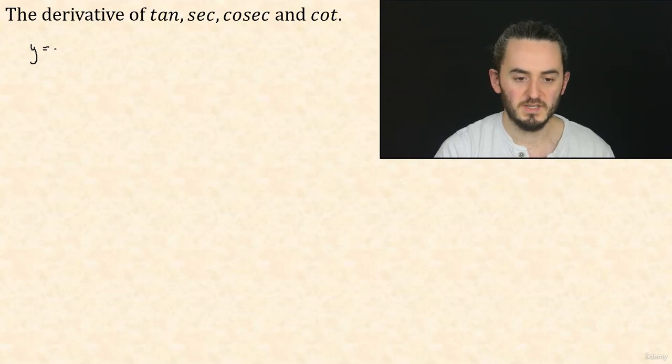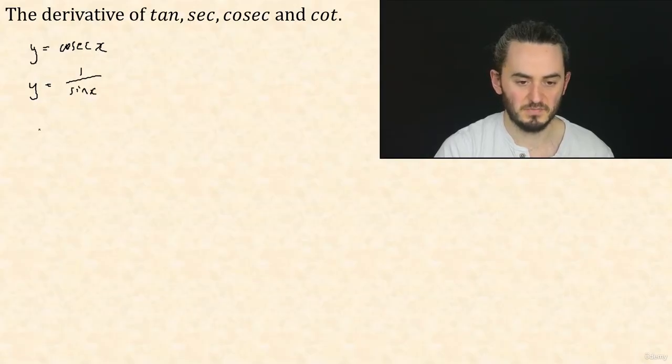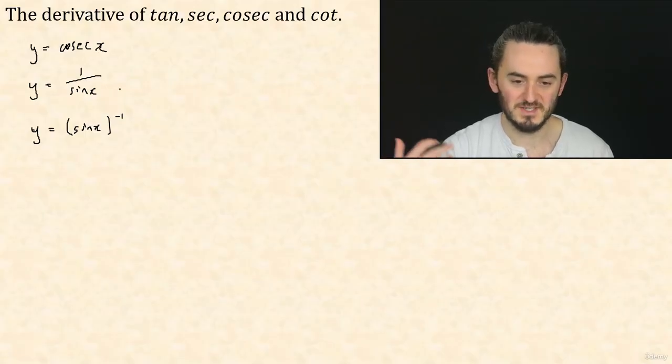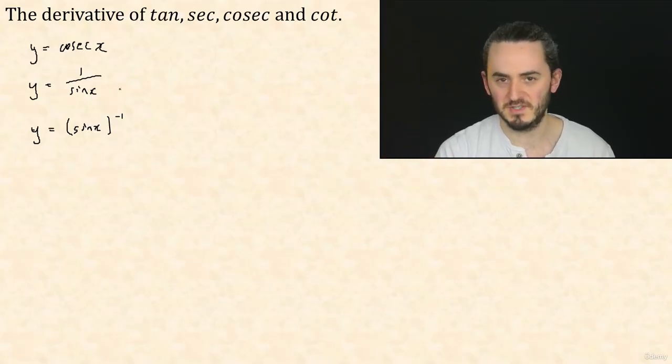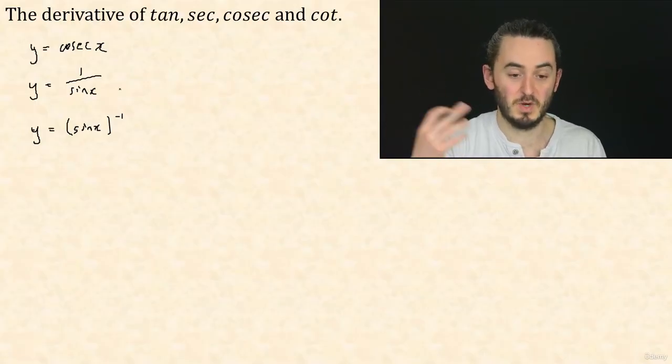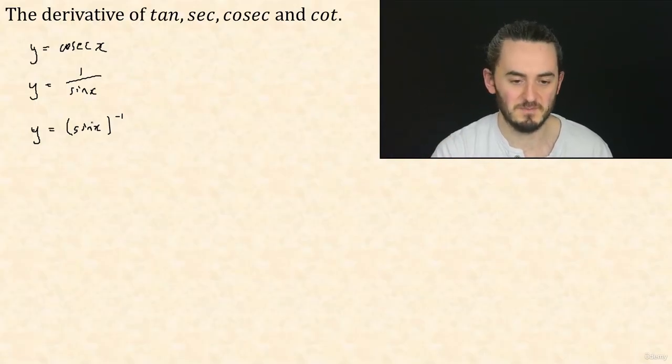So if y is cosec x, it's easiest to think about this as 1 over sine x. And we can then think of that as being sine x to the power of minus 1. Notice I'd never write that as sine to the minus 1 of x, because that's unfortunately the symbol that we use to represent the inverse of sine, arc sine. We're not talking about this. When I say sine x to the minus 1, I mean 1 divided by sine x. They're not the same. Okay, now I can differentiate.